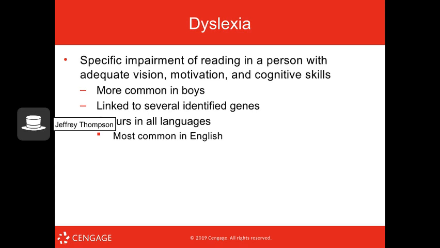So, dyslexia is a very specific impairment of reading in a person who doesn't have any other issues. So, it's not an issue related to vision. So it's not something that could just be fixed by getting glasses. It's not an issue of motivation. So they want to read, but there's still another issue, and it's not a cognitive issue, or rather, it's not something that's related to low intelligence. So dyslexia is more common in boys, and we have been able to find some genes that are linked to the development of dyslexia. And it occurs in all languages, but it is most common in English.